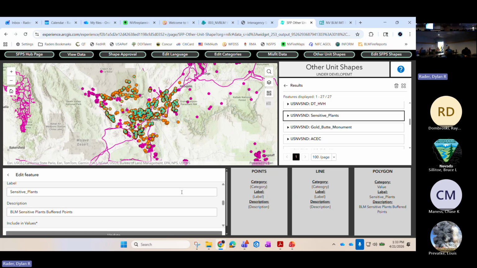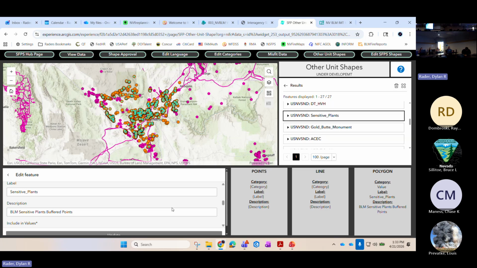For example, several years back after we did the initial sage-grouse effort, NDOW created a layer. They said, hey, your sage-grouse habitat data is way too complex. We want to give you a layer of just our first priority, our second priority, and our third priority. We put that into the other unit shapes, and it helps. It's an additional layer. It doesn't drive our decision support, but it helps inform our decision support.